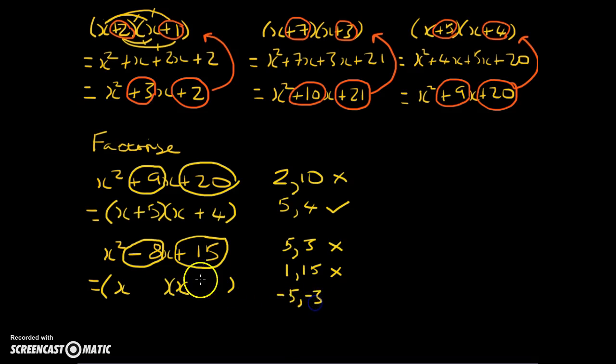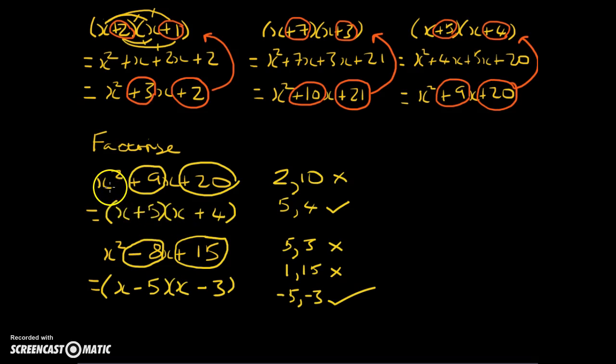So negative 5 multiplied by negative 3 gives us the positive 15. Does it add to give us the negative 8? Negative 5 plus negative 3, that's negative 5 subtract 3, which gives us negative 8. Excellent. So we've found the numbers. So put your negative 5 there, negative 3 there.